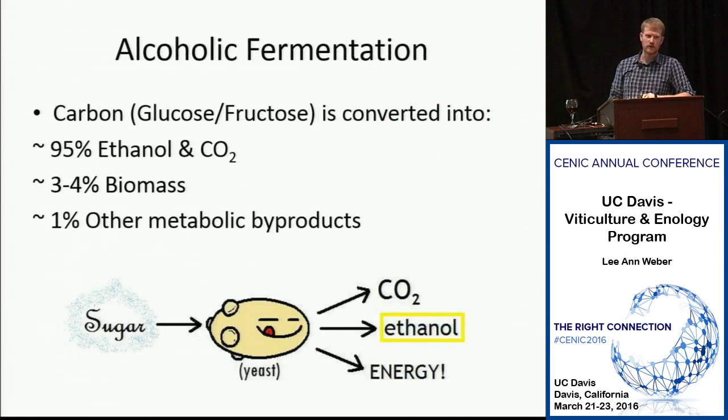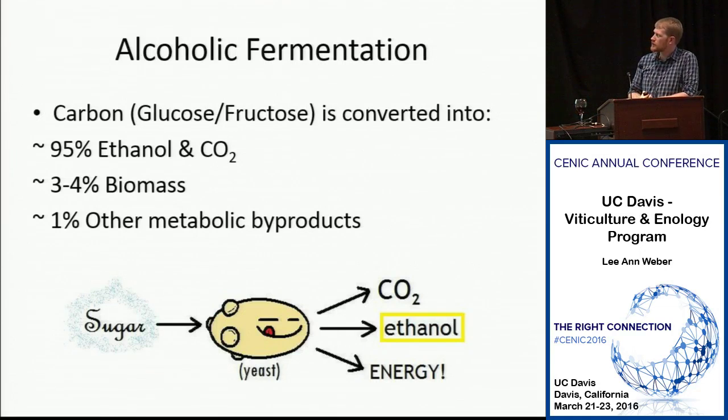So alcoholic fermentation is relatively simplistic. Yeast takes sugar. In wine, that's a 50-50 mixture of glucose and fructose coming out of the grapes. It's going to transform about 95% of that carbon into ethanol and CO2. About 3 to 4% of that will go to biomass, and about 1% will go to other metabolic byproducts, which is part of what you're smelling when you drink wine.